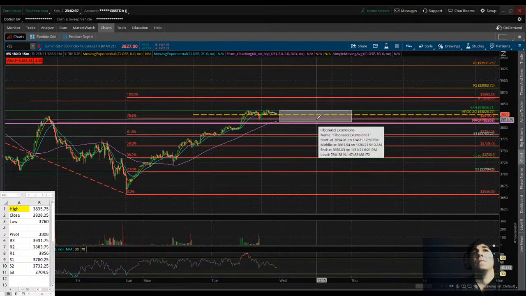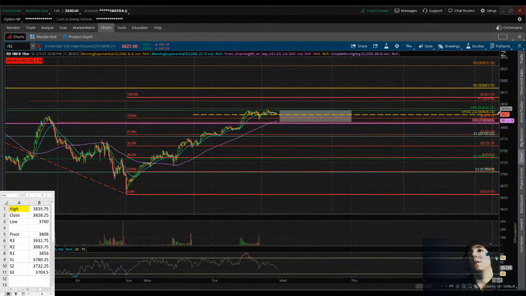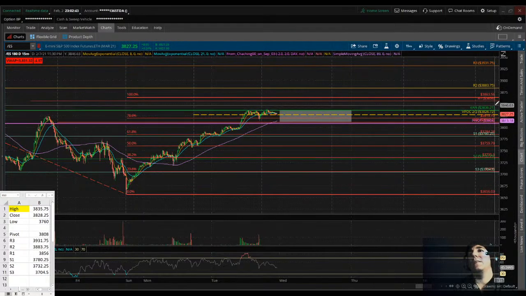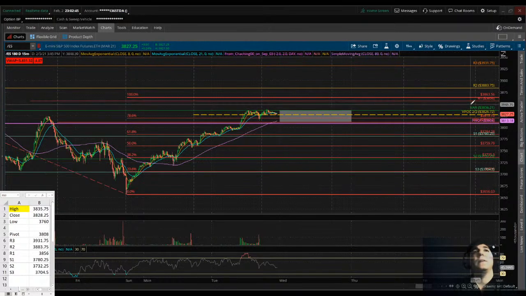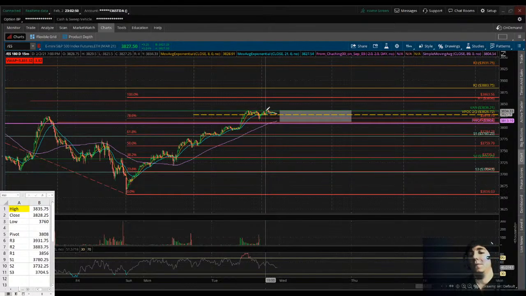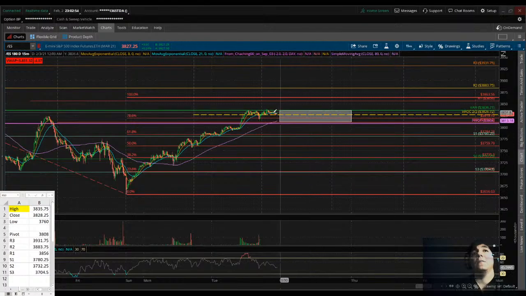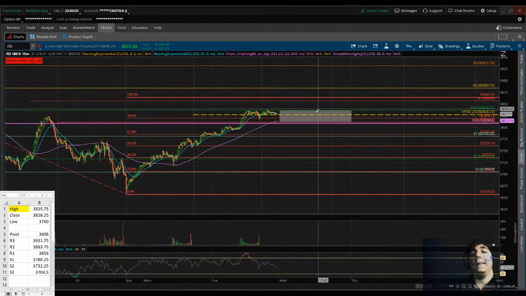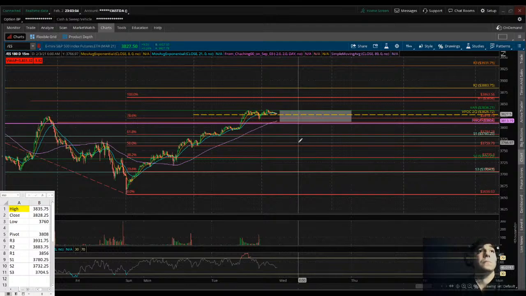So it's kind of crazy how much we've moved. Also take note to the fact that this is the value area high right here, and how that basically played as resistance right here so far in today's session. So right now, this whole area right here is where 70% of the volume was traded today. And that's significant for tomorrow.